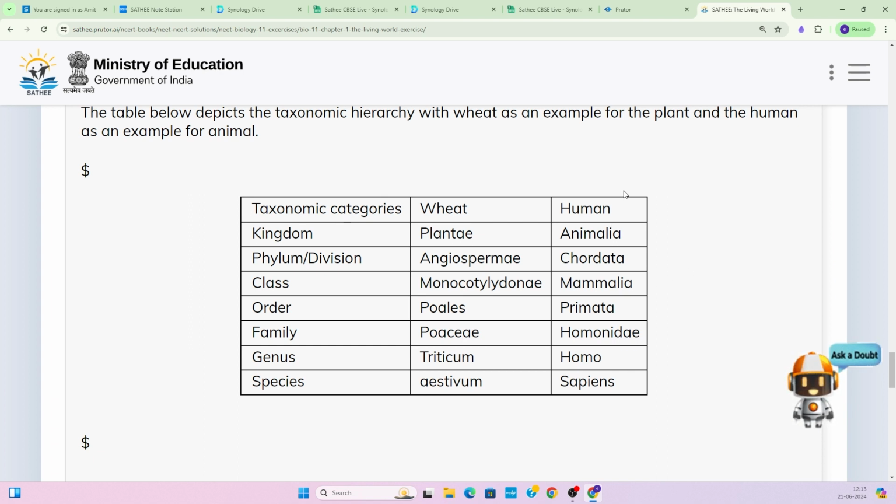Next we have taken the example of human. In its taxonomic hierarchy, the first is the kingdom Animalia. Human belongs to the kingdom Animalia. Here we use the term phylum because it comes under animals. So phylum Chordata, class Mammalia, order Primata, family Hominidae, genus Homo, and the species is sapiens. This s should be small, it should not be capital. By mistake it is capital here. It should be small: sapiens, Homo sapiens.